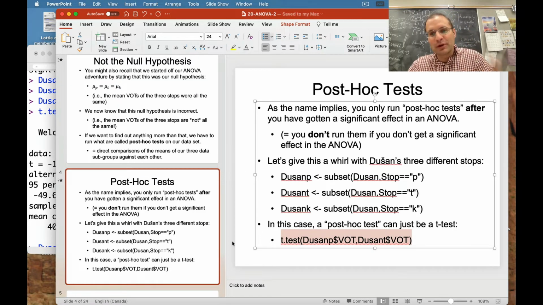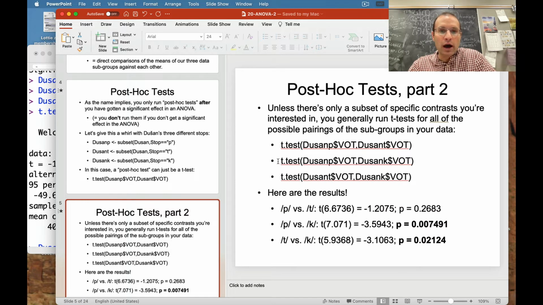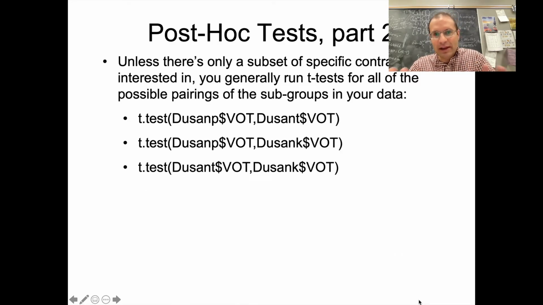But that's only one of the post-hoc tests that we can run, right? Because there are 3 different pairings of these. So there's a little point I want to make sure I get across as well. Unless there's only a subset of specific contrasts you're interested in, then you generally run t-tests for all the possible pairings of the subgroups in your data.